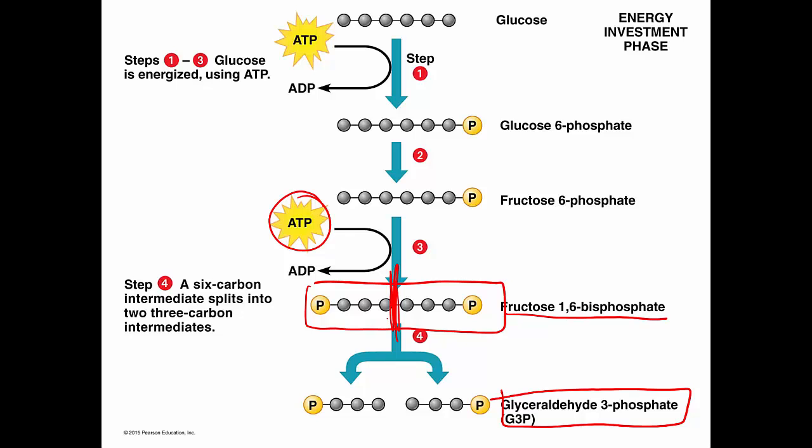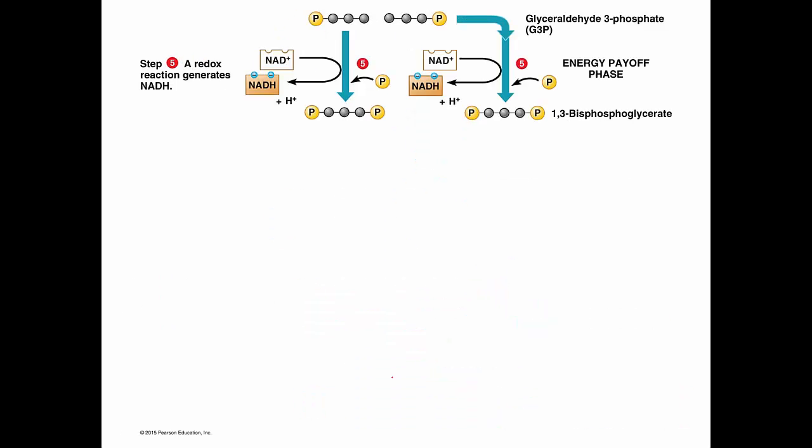You can also notice that on each side, we have each 3-carbon molecule with a phosphate group attached to it. So now each one of those 3-carbon molecules has one phosphate group. Now that we have this molecule split in half, so now we have 2 3-carbon molecules, you can imagine the rest of glycolysis happening twice.